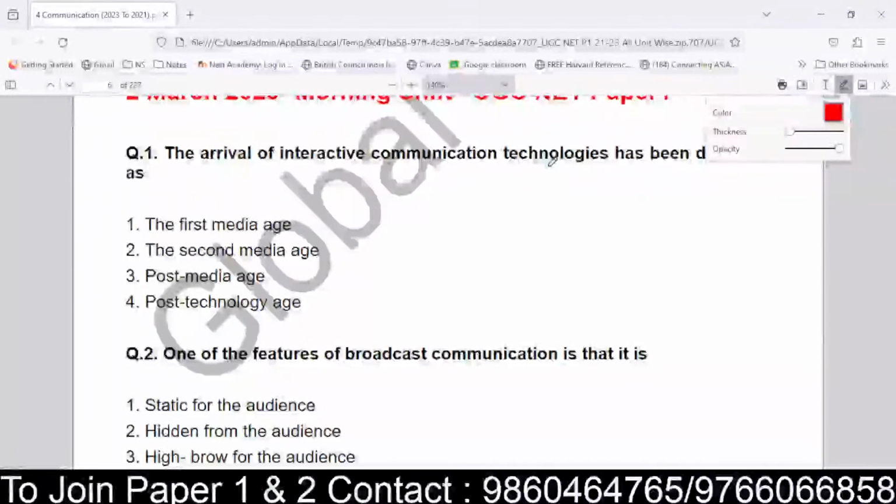The arrival of interactive communication technologies has been described as what? The first media age, the second media age, the post media age, or the post technology age? We are talking about the arrival of interactive communication technologies. When exactly did this start, or when did this come into the picture?